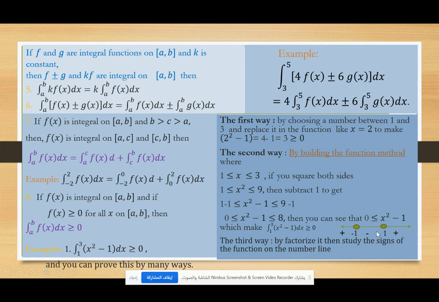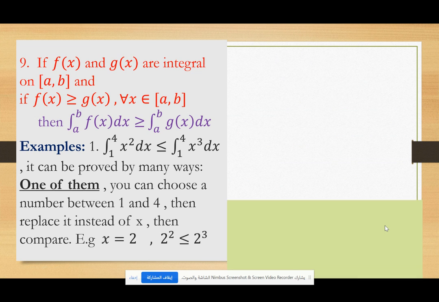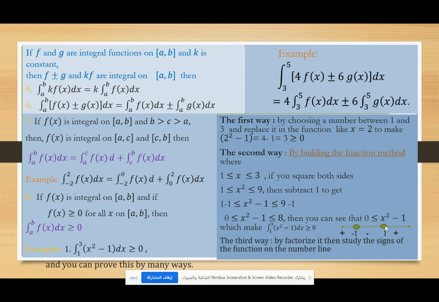So you need to know the sign of your function between 1 and 3 by using the number line. From 1 till 3, you can see that it is positive. So if the function from 1 to 3 is positive, its integration is positive. Now I gave you many ways and you can use more.